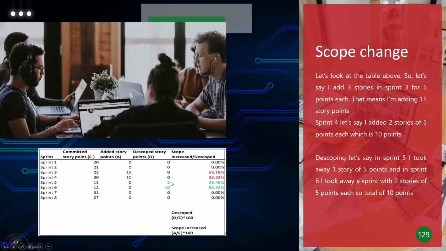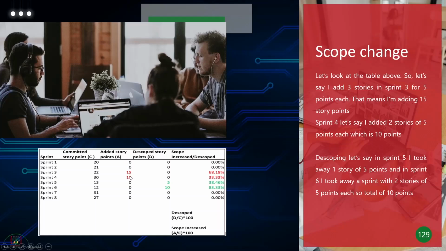Let's say in sprint 5, de-scoping, I took away 1 story of 5 points, and then in sprint 6, I took away 2 stories of 5 points. So I took away 10 points worth of story in sprint 6, 5 points worth of story in sprint 5. I added 15 points worth of story in sprint 3, basically 5 points each, 3 stories added.